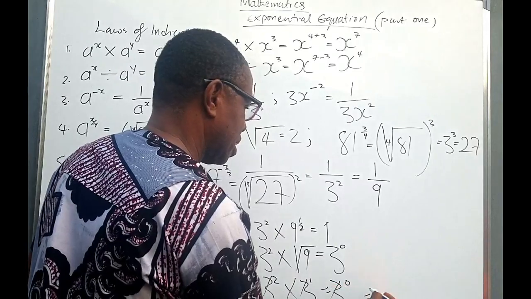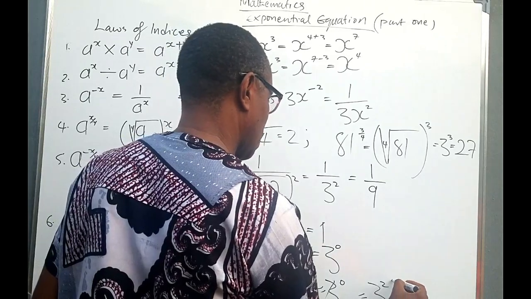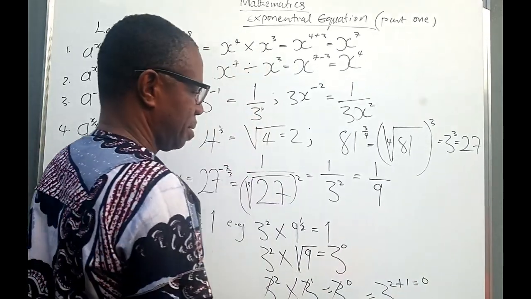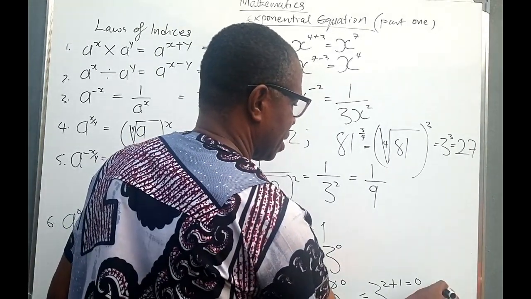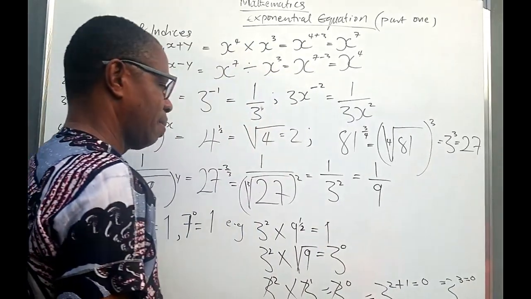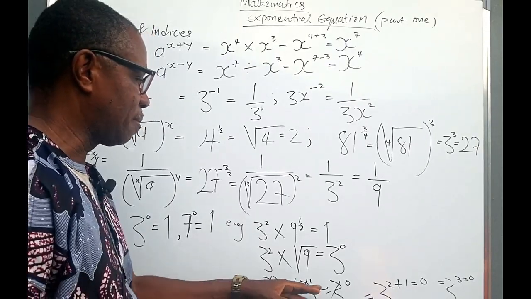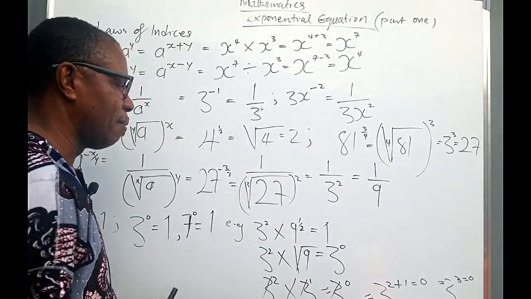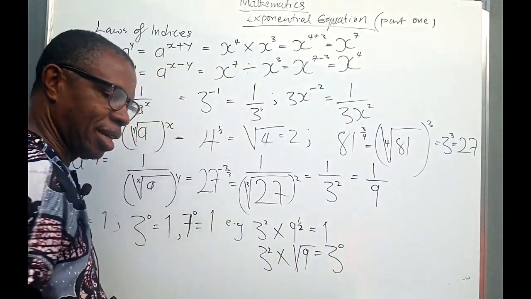That will give me 3 raised to the power 2 plus 1 equal to 0. Okay? Now, that will give us 3 raised to the power 3 equal to 0. But remember, this is just for illustration's sake. In a normal situation, if you have this kind of situation, they normally put either x or y so that you can find the value of x. Now, let me do a little bit of that so you can understand it.